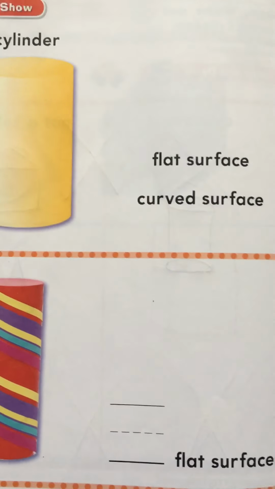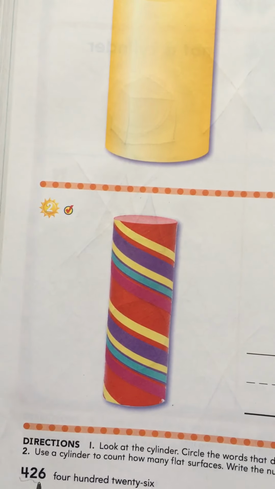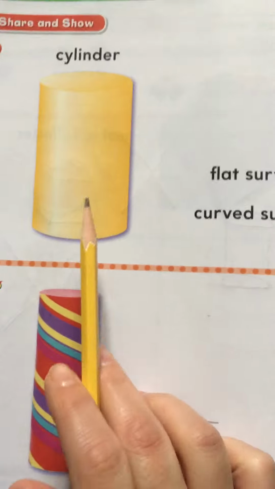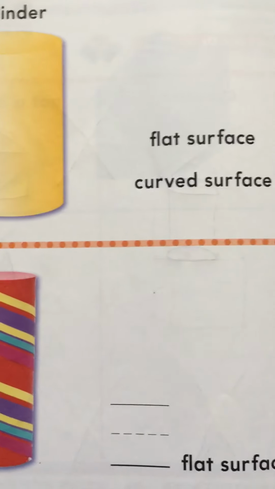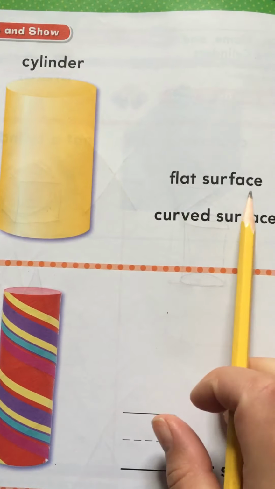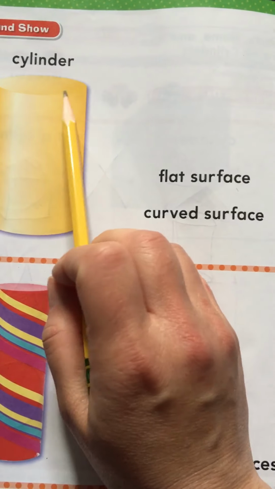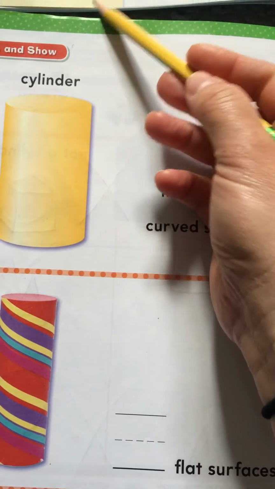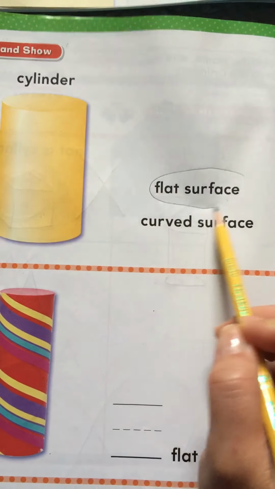On page 426, we're looking at this shape, the cylinder. And we want to describe it and circle what describes a cylinder. Does a cylinder have a flat surface? Yes, you can stack it. Up here you can stack and keep stacking cylinders on top of each other. So yes, it has a flat surface.